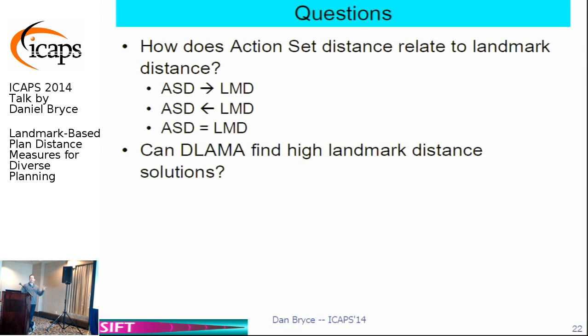The same set of plans would have a high landmark distance. Then I could have the opposite relation, where if I have a set of plans that have high landmark distance, does that mean they're automatically going to have high action set distance? Or are they going to be roughly equivalent? So as a preview, this is what my experimental results showed: when you typically have high landmark distance, you're going to have high action set distance, but the opposite does not hold. Mainly because you can fool the planners into including lots of junk in the plans.